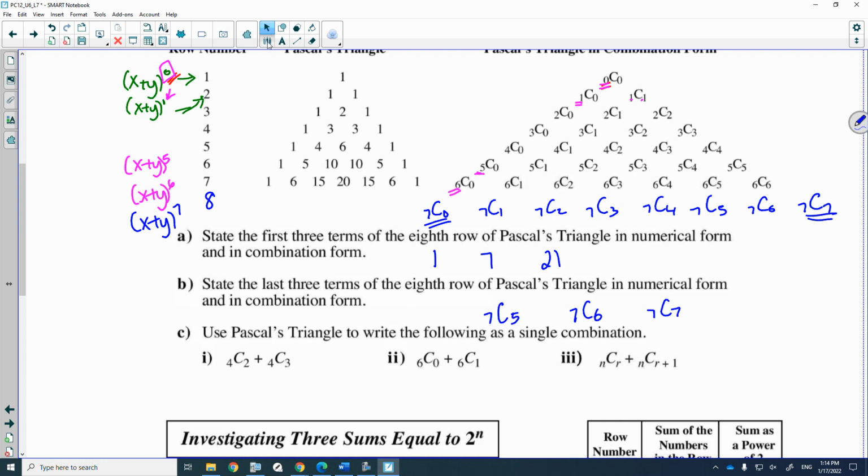Now, Pascal's triangle is symmetrical. If this is a 1, that's a 1. If this is a 7, that's a 7. If this is a 21, this is 21.